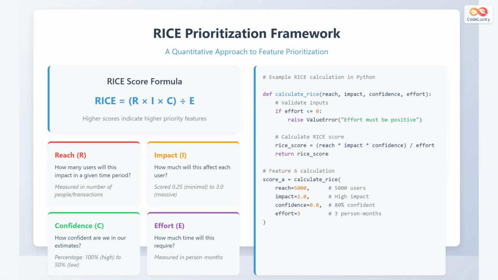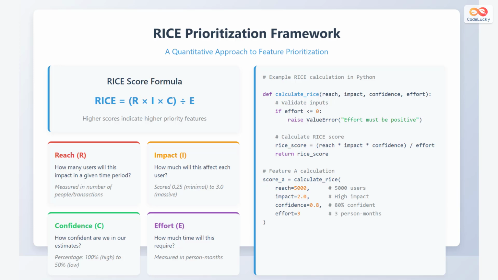The RICE framework is a quantitative approach to feature prioritization, using a formula to calculate a score based on reach, impact, confidence, and effort. The RICE score is calculated as reach multiplied by impact multiplied by confidence, divided by effort. Higher scores indicate higher priority features.